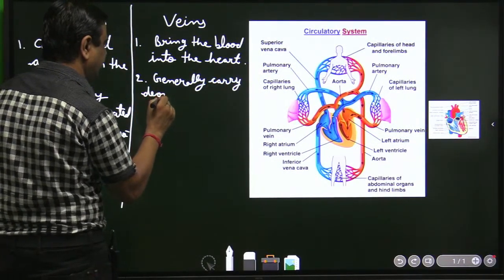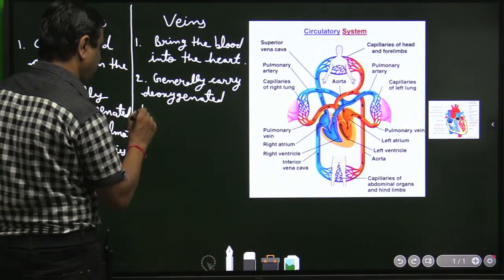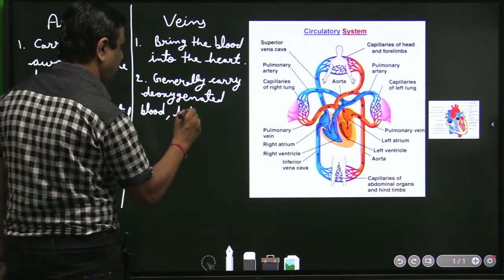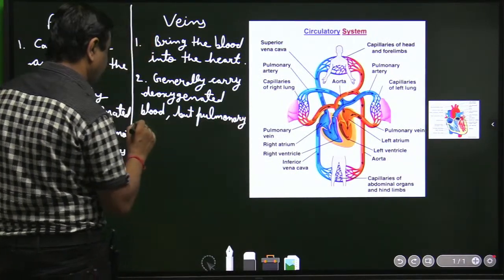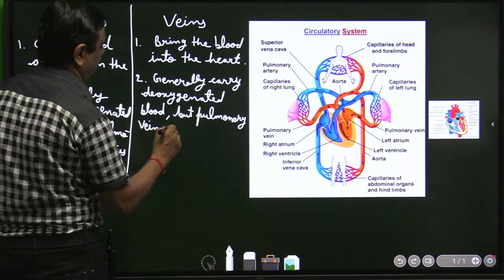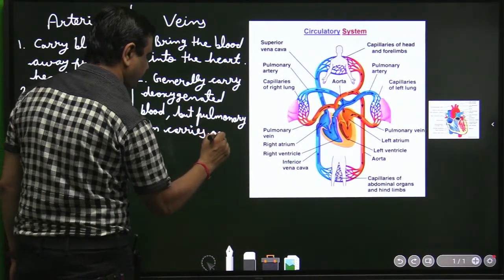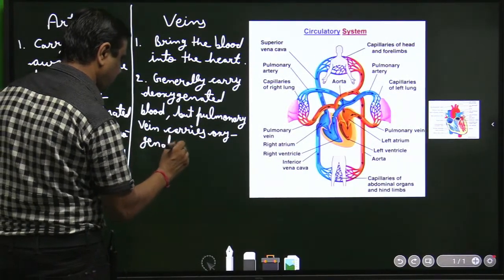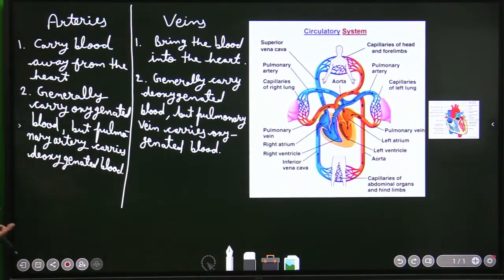Veins generally carry deoxygenated blood, but pulmonary vein carries oxygenated blood. Actually, pulmonary vein brings the oxygenated blood from the lungs into the heart.